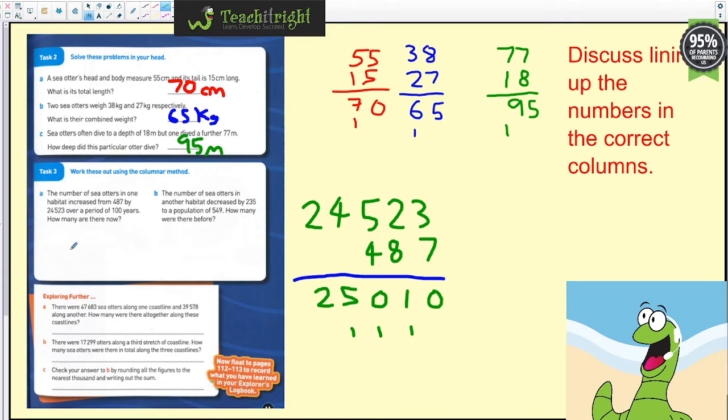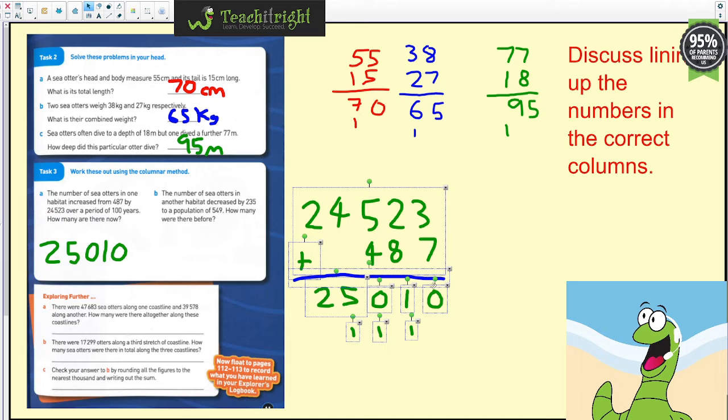So I got an answer for task 3 of 25,010. And again, in terms of units, the units would be otters. So since that is a number, don't worry about the units for that one. I don't think you need them. Or if you wanted to, you could write otters at the end, I suppose, and that would be the units.